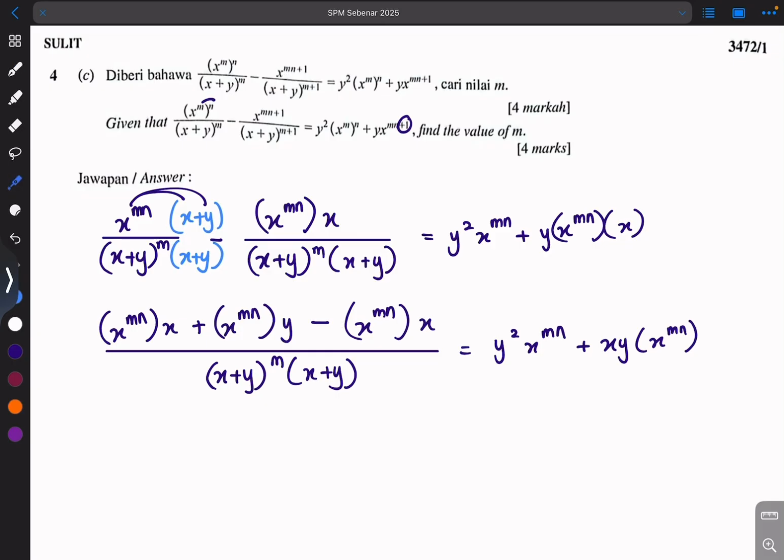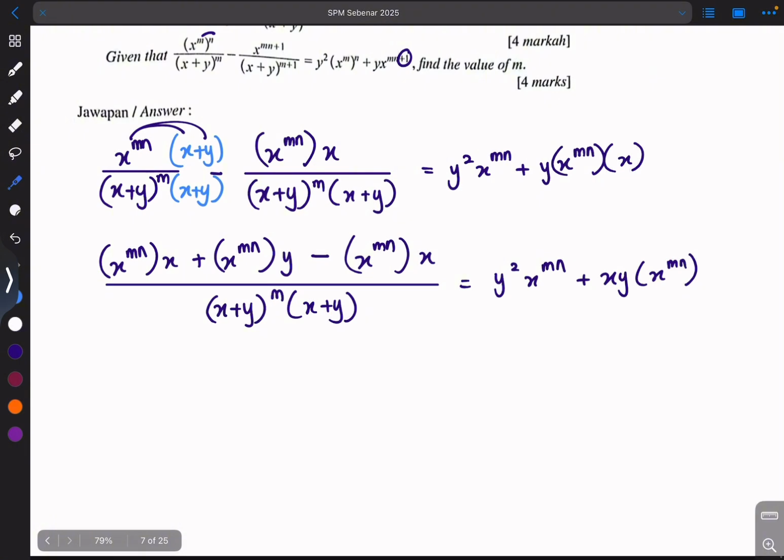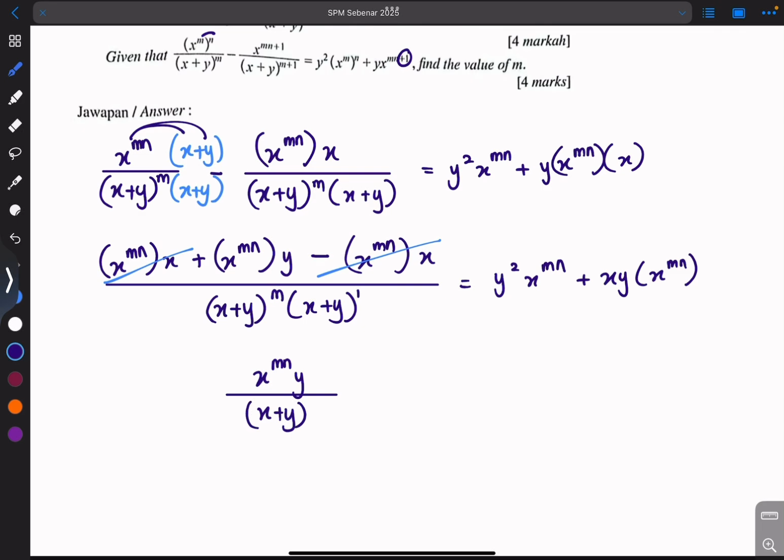Okay, I just rearrange the x and y. Now, here we can simplify. x^(mn) times x minus x^(mn) times x. Okay, this one can cut already. Now, and then this one we can do also. Here we have power 1, right? So we can simplify it back to this form to make it look a bit easier lah. So x power mn times y over x plus y power m plus 1.